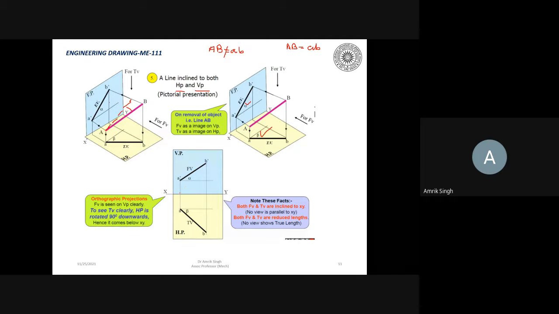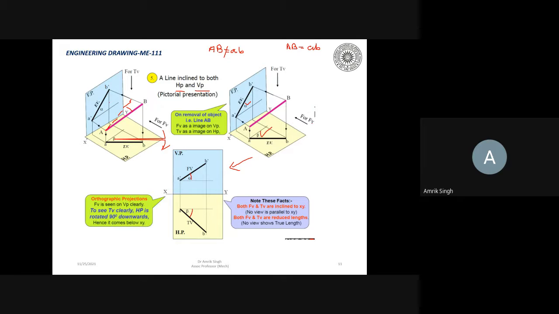You see this point A, the position of point A will be given, position of point B will be given. So this angle alpha will be given, this angle beta will be given. Beta is the angle which is inclined with VP. Alpha is the angle which is inclined with HP. You can note here that HP is rotated by 90 degrees afterwards. So it is like this only. When you rotate this, it will be like this.